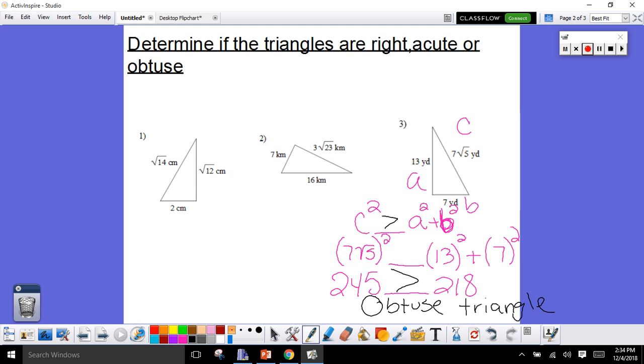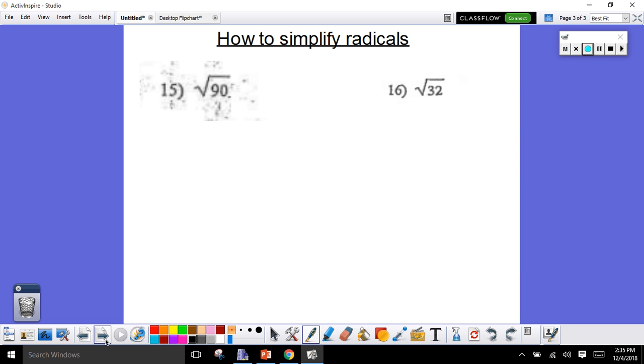Okay. I hope this helps for yesterday's work, guys. For today's assignment, we went over simplifying radicals. So that's our next page. Simplifying radicals. It's a little bit hard to see. So on today's assignment, question number 15 wanted you to simplify the square root of 90.